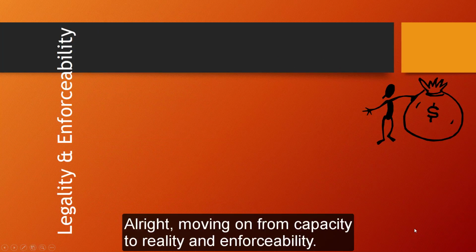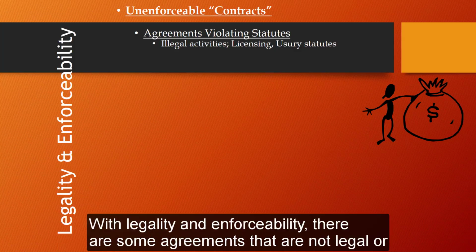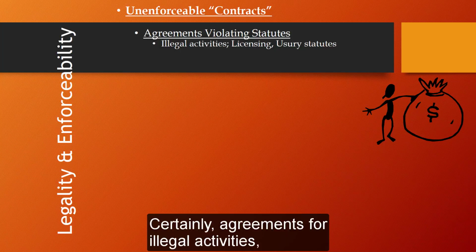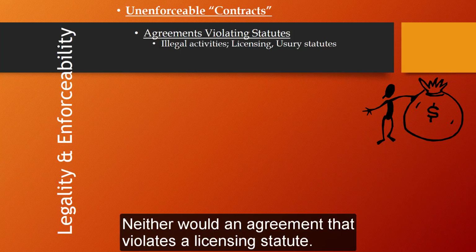All right, moving on from capacity to legality and enforceability. With legality and enforceability, there are some agreements that are not legal or not enforceable because they violate a statute. Certainly agreements for illegal activities, like selling drugs, would not be enforceable. Neither would an agreement that violates a licensing statute.